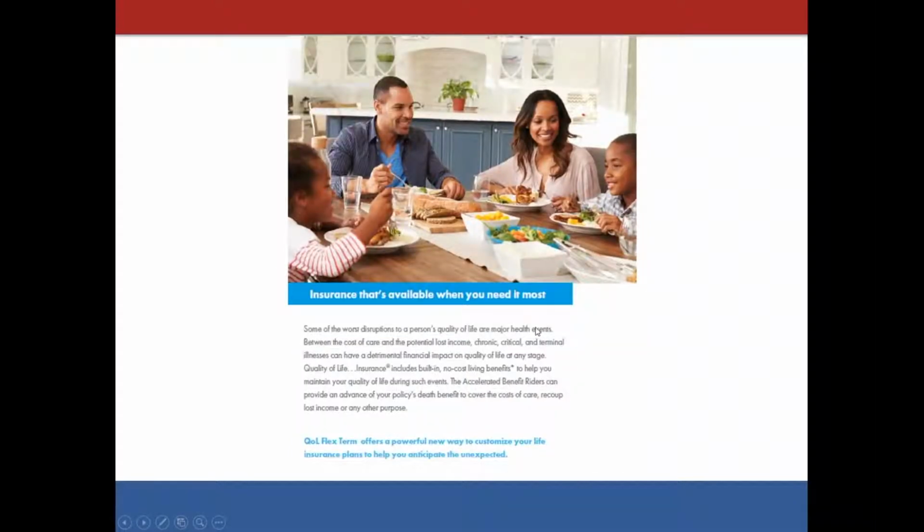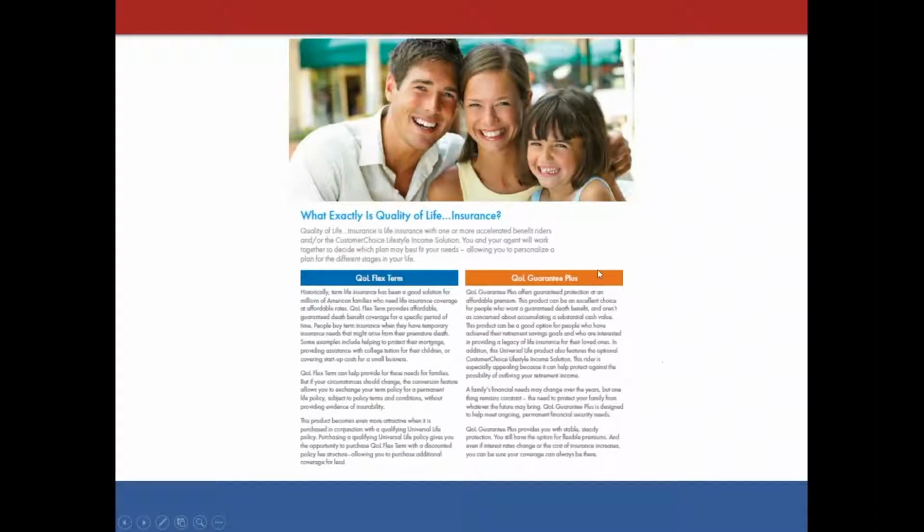Talking about the availability of the benefits of insurance, obviously most importantly when families need it the most. Also, that's where we're going to get into great depth with those living benefits. We're also going to talk about the product itself, the flex term, quality of life. And then we can put a little twist into it when we're talking in the presentation if we choose to work with the Guaranteed Plus, which is basically getting into that UL product, the Guaranteed UL. But this might just be planting a seed for future reference.